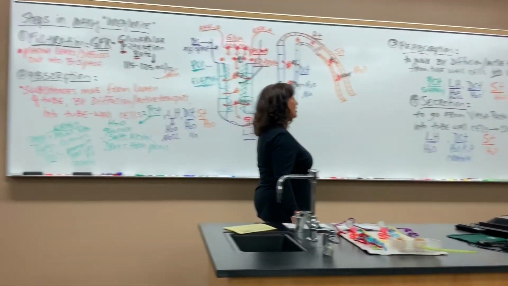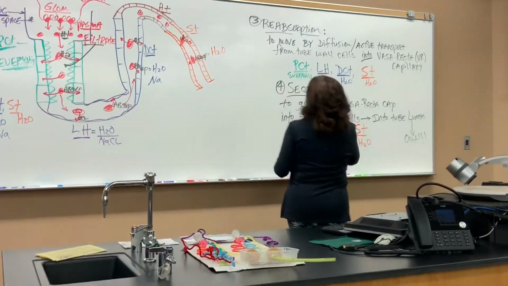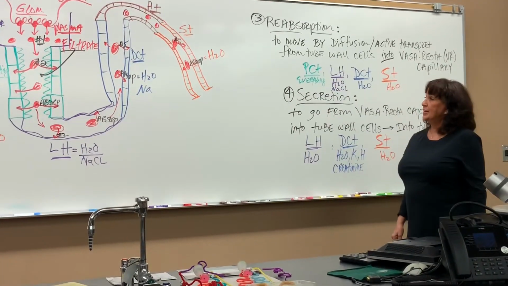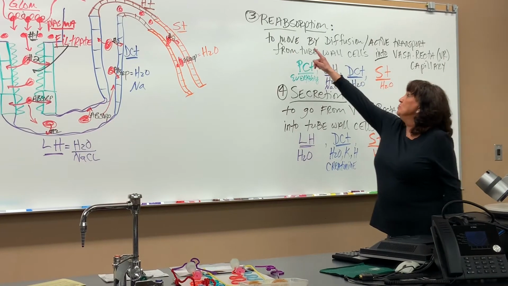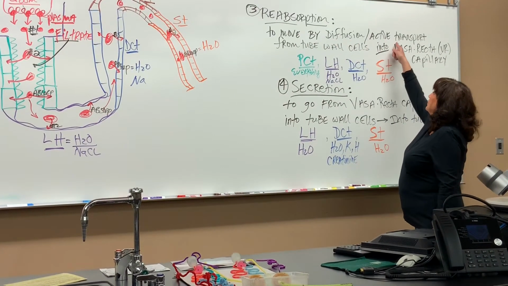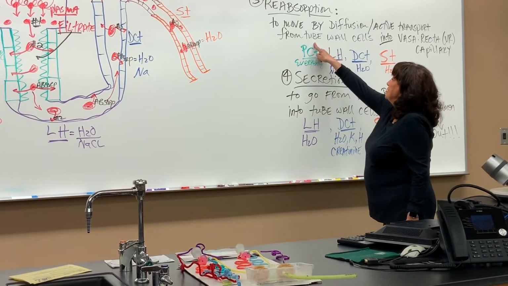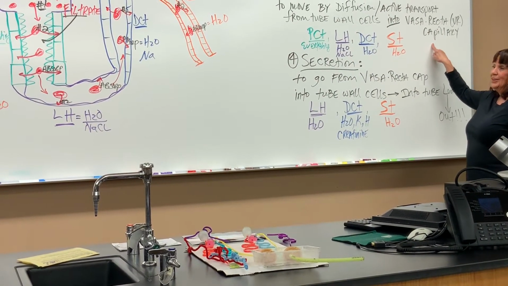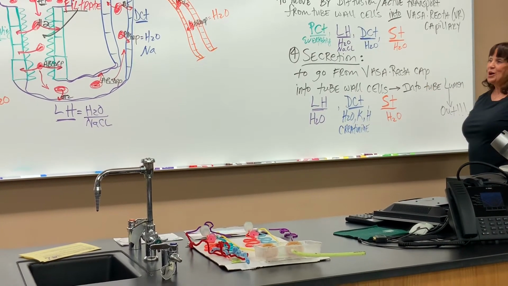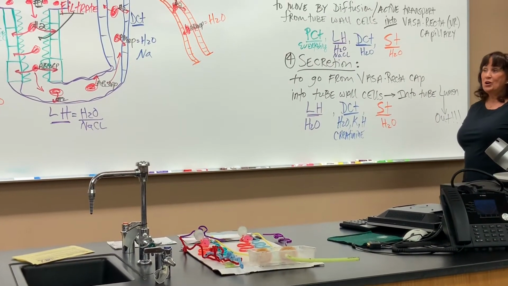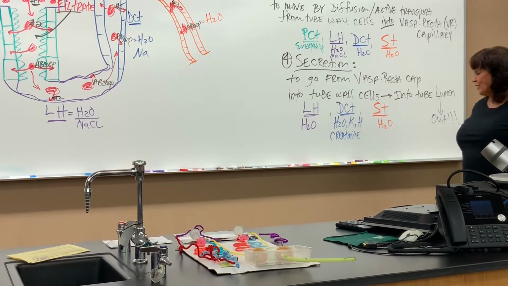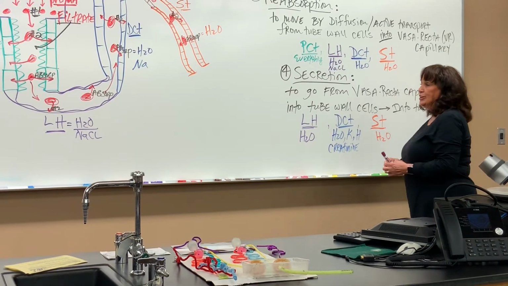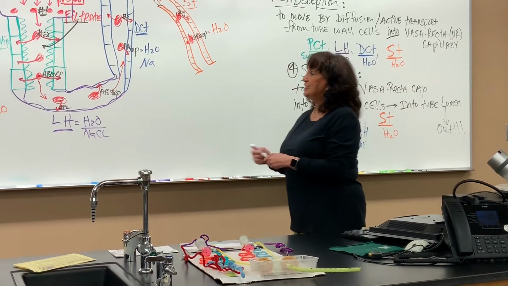Reabsorption. So what is reabsorption? So the definition of reabsorption means, in terms of kidney physiology and anatomy, to move by diffusion or active transport from the tube cells, tube wall cells, into the vasa recta capillary. Uh-oh, now I have to draw a capillary over all these tube parts of the nephron. And so I'm going to use a unique color, which is sort of a violet color.